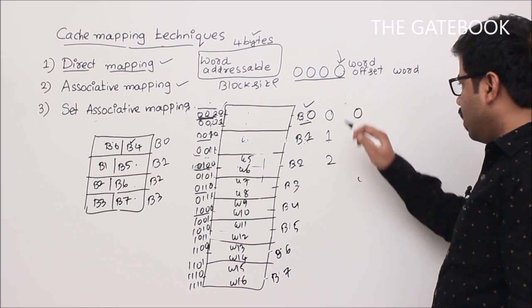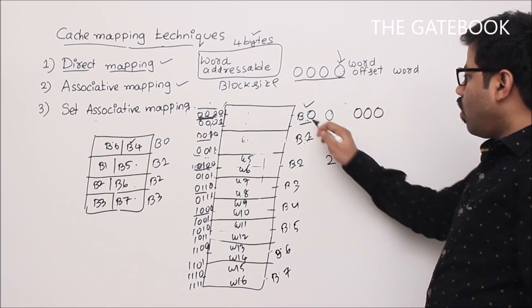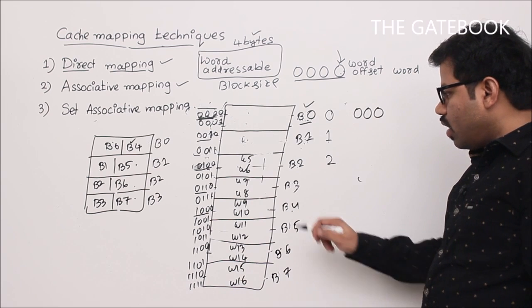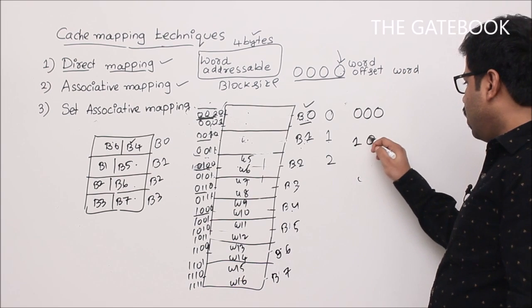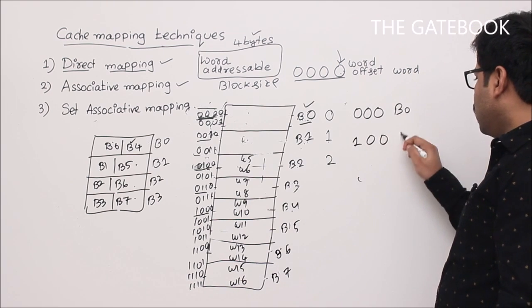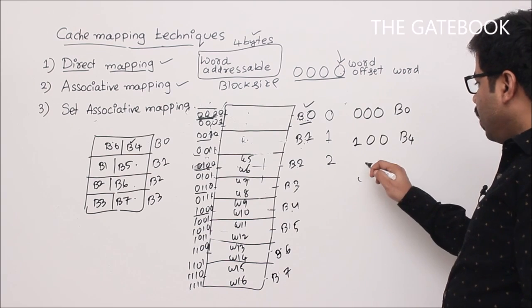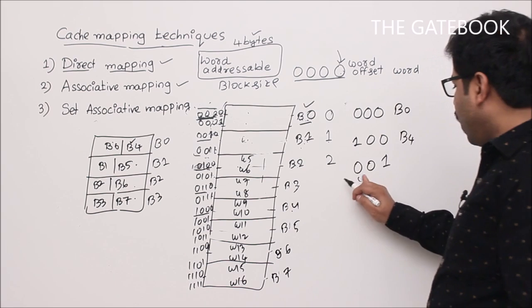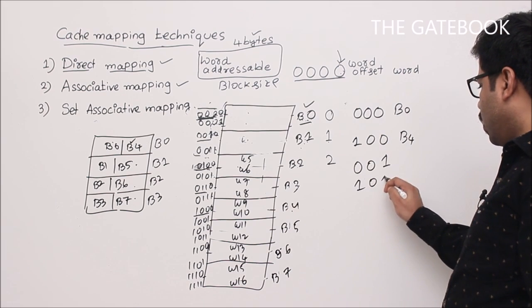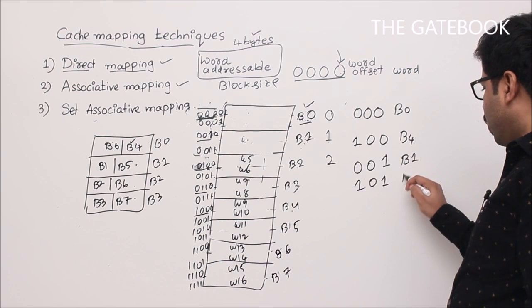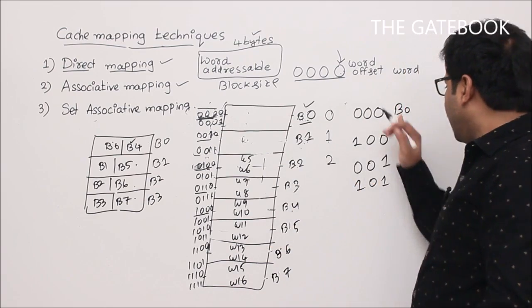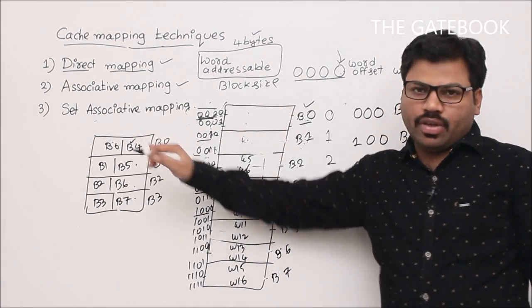Now let us focus on B0 and B4's binary patterns. B0's binary pattern: these 3 bits represent the block number, 0 0 0. B4's block number is 1 0 0, right? So this is B0, this is B4. Similarly, B1's block number is 0 0 1, isn't it? Now B5's block number binary pattern is 1 0 1, B1 and B5. So we should have some strategy to easily map B0 and B4 to the same block number 0, right?